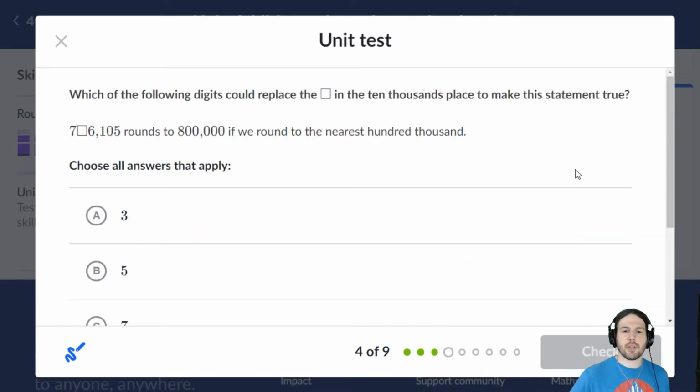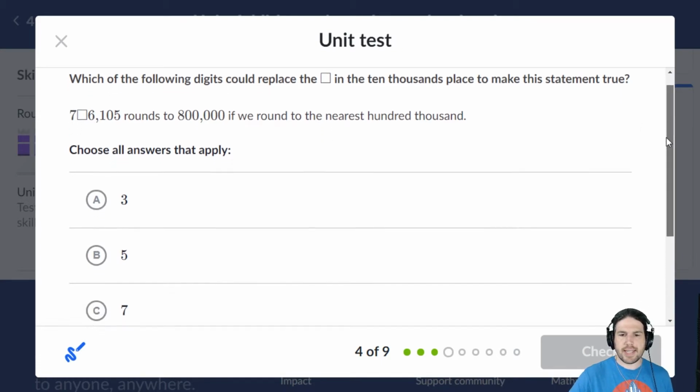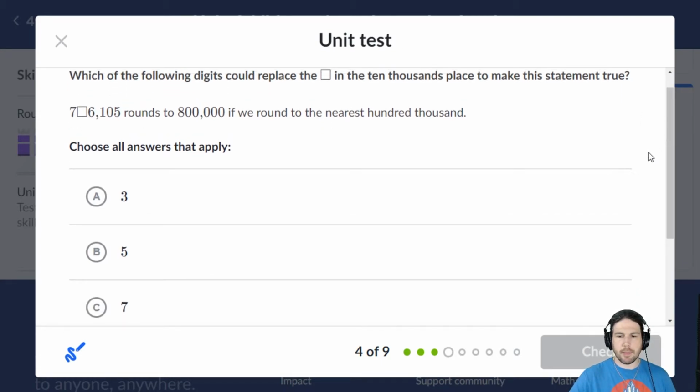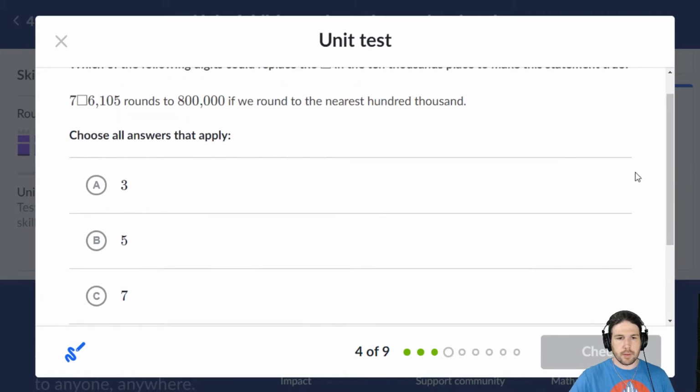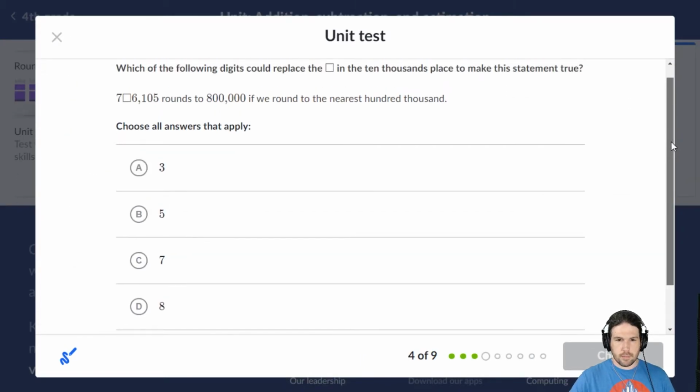Which of the following digits could replace the square in the 10,000th place to make this true? We want it to round to 800,000. Choose all that apply. Well, that would be B, C, and D. All of those would round up to 800,000.